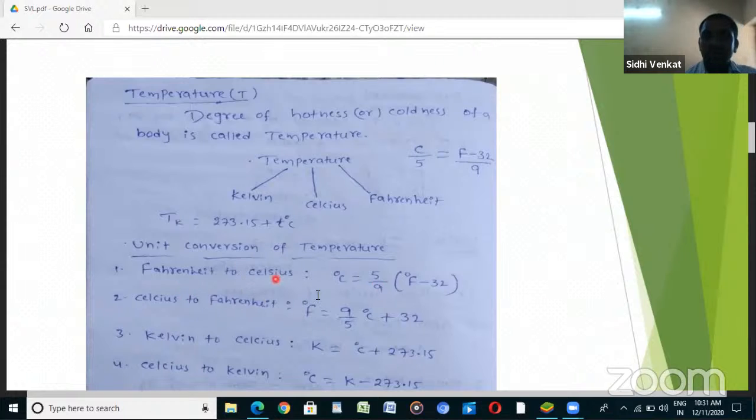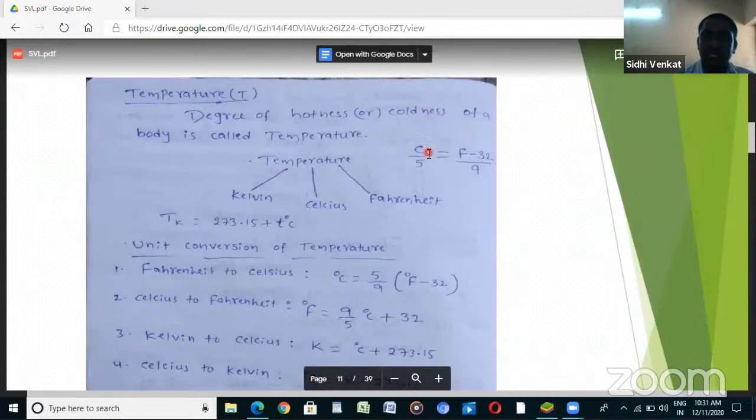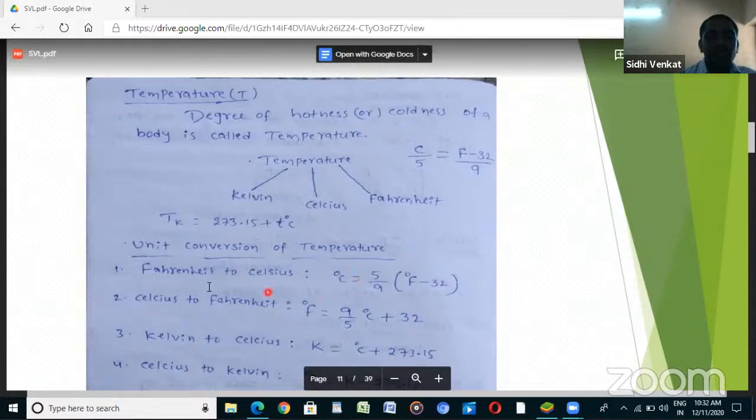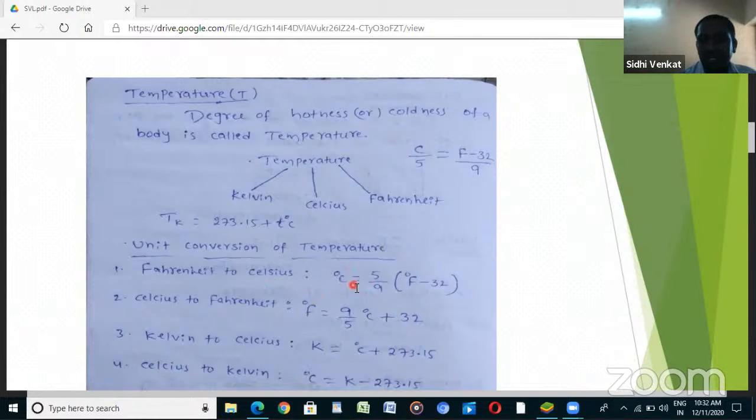That is Fahrenheit to Celsius. Okay, student, here C is the Celsius degree, and cross multiplying, 5 comes to this side, 5 into F minus 32 by 9. That is the Celsius degree. What is the formula here? Fahrenheit to Celsius, C degree centigrade equals 5 by 9 into F minus 32.